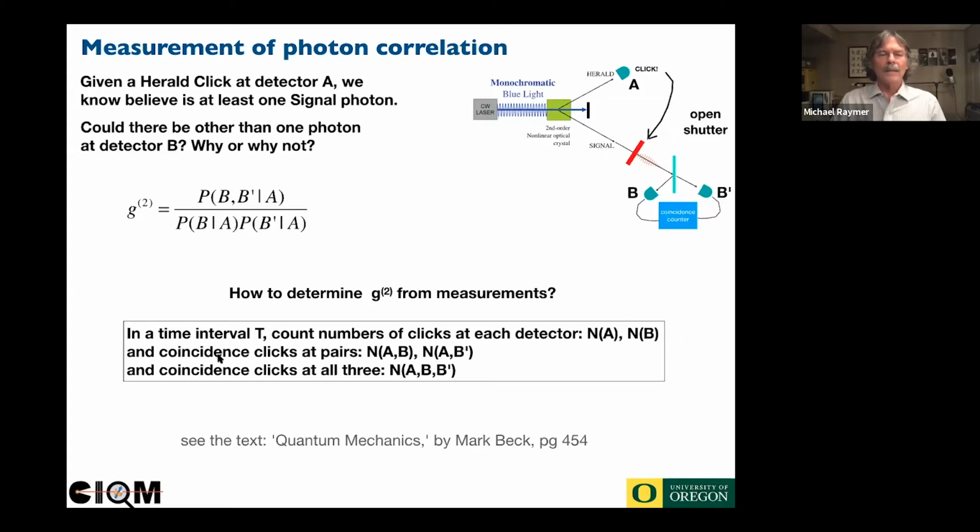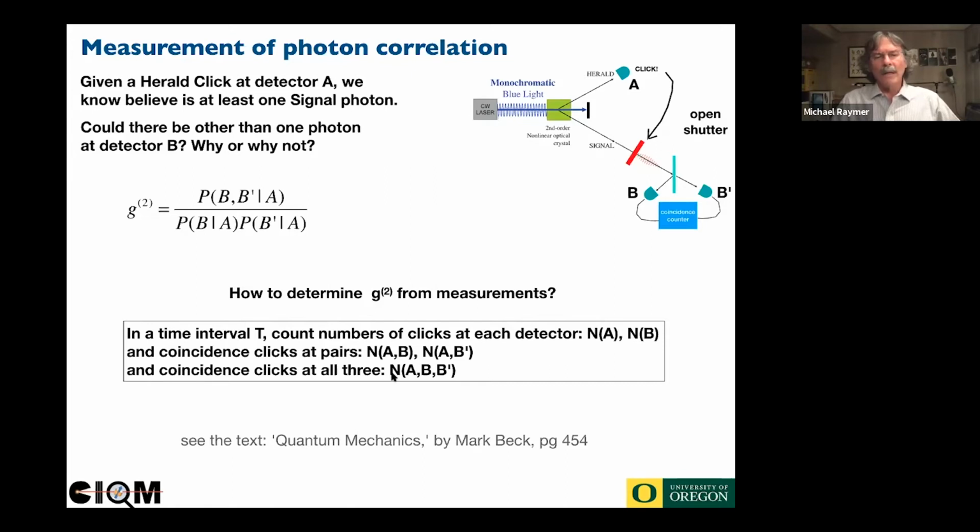But we can also ask what the number of coincidence clicks is at both A and B, that's coincidence, and at A and B prime, that's coincidence. And when we say coincidence, we have to specify how closely in time they should be to be a coincidence. It turns out that the electronics that Henning has can resolve the clicks down to about 100 nanoseconds. So if A and B both click within 100 nanoseconds, we call that a coincidence. Typically the time between clicks is much longer, like milliseconds or a tenth of a millisecond or so.